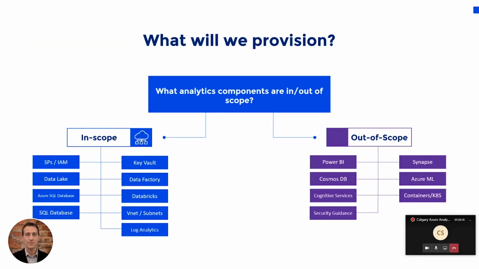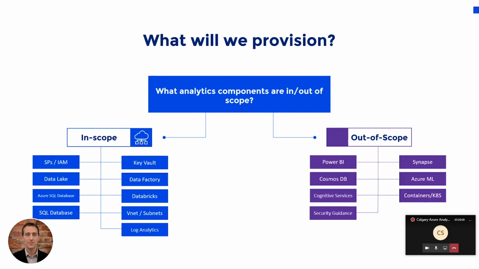Specifically, here's what we plan on working on today, with things that are in scope and out of scope. In scope, we're going to be building service principals and IAM permissions. These are the low-level Azure things that a lot of people don't want to have to deal with or even want to have to understand. We're going to provision an Azure Data Lake, an Azure SQL database server and a database within that server, Azure Key Vault for storing secrets, a Data Factory instance, a Databricks instance, the associated VNets and subnets that would go with that Databricks instance, and a Log Analytics workspace where we can get some of our monitoring data.